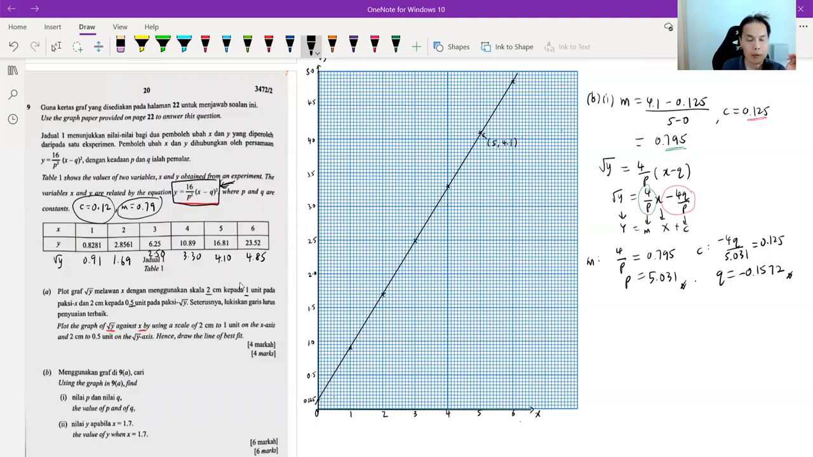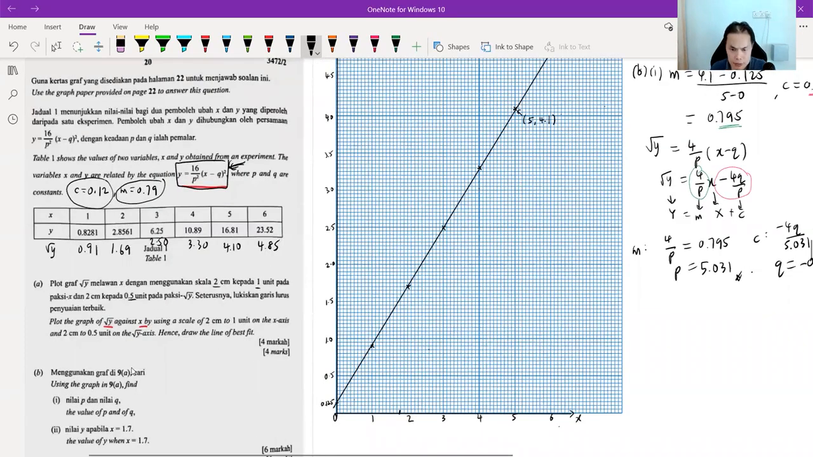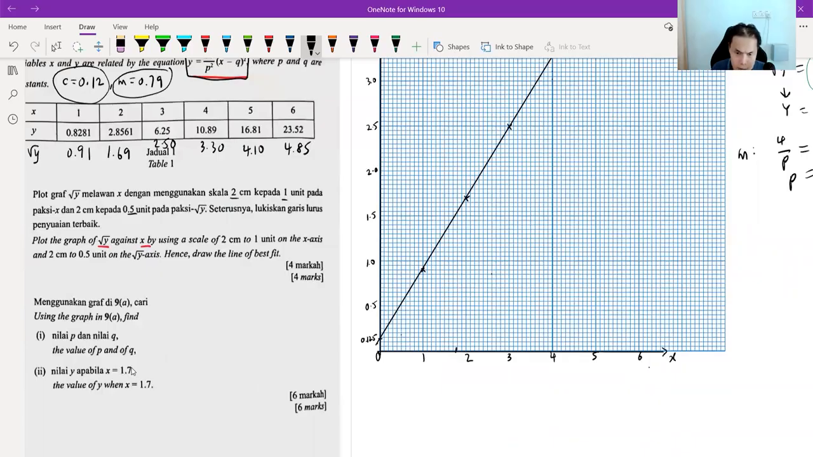Next, find the value of Y when X is 1.7. Okay, 1.7 is about here. Let me zoom in a bit, hard to see. 1.7, a little bit more to the left here, move it up. This is 1.7. I'm going to find my Y value. It looks like in between, or no, 1.45. I will take 1.45. Okay, this is my square root Y value.